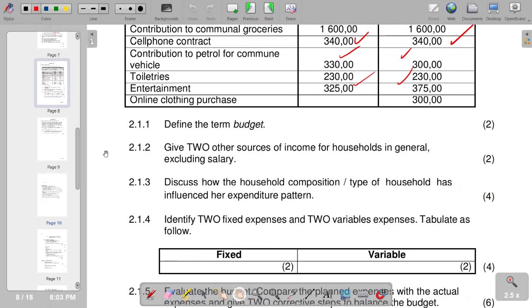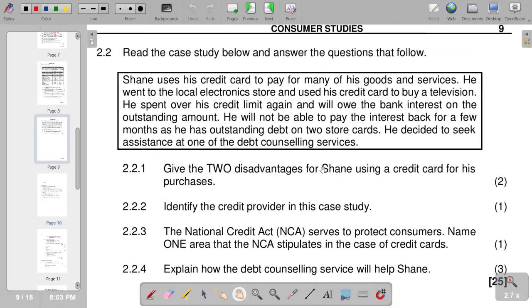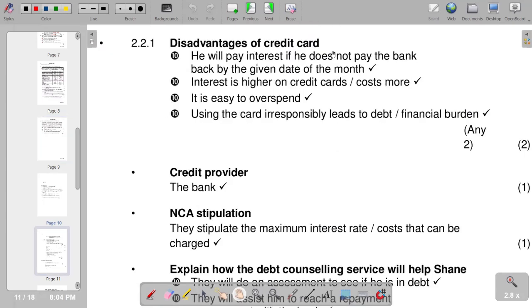So going to the next question, read the case study below and answer the questions that follow. According to the case study, the question says, give two disadvantages for Shane using a credit card for his purchases. So what are the disadvantages? You pay interest if he does not pay the bank back by the given date of the month. Also, interest is higher on credit cards or costs more. It is easy to overspend with the credit card. Using the card irresponsibly leads to debt. So these are the possible responses that you can give on that one.